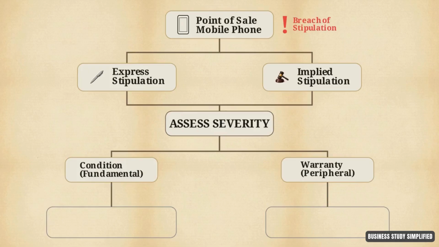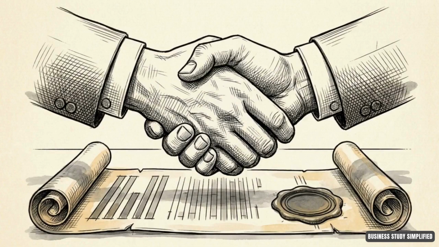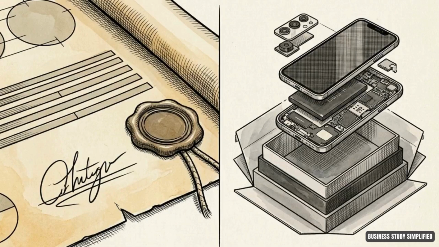The logical sequence concludes by executing the corresponding statutory remedy at the bottom of the flowchart. Depending on the pathway taken, the buyer is awarded either total repudiation and a refund or mathematically calculated damages. By establishing these rigid classifications for conditions and warranties, the law systematically enforces commercial integrity. It guarantees that the physical reality of transferred goods strictly mirrors the contractual promises made.